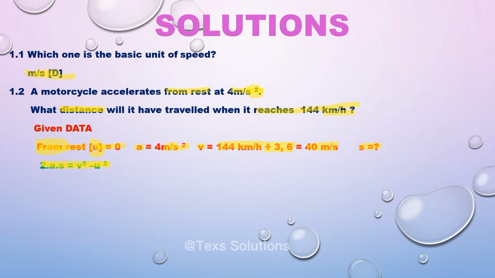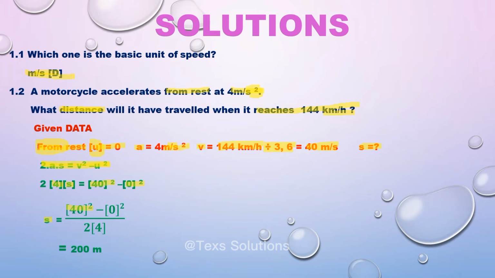We will now check if we have all the given information to use the correct formula. 2as is equal to v squared minus u squared. Okay, so I have 2. A is 4, which is my acceleration. S is what I'm trying to calculate. The final velocity we now know is 40 meters per second, and the initial is 0. So this was the correct formula as it contains the 3 values from the given information and the 1 unknown variable. We now make S the subject of the formula because distance is what we are trying to find.